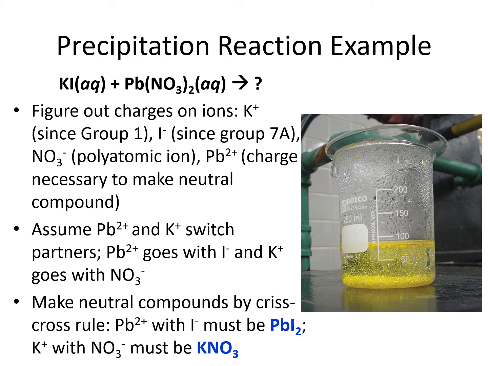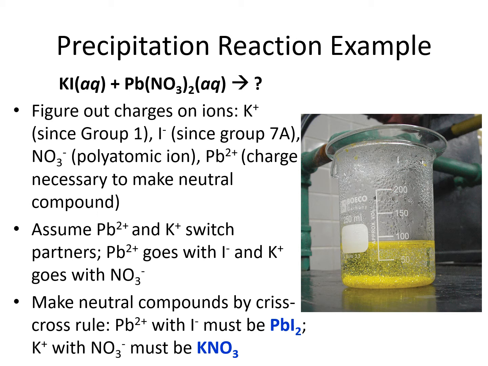Once we know the charges of the ions, we're going to predict that they switch partners. This is going to be a double replacement reaction. If they're switching partners, the potassium is going to go with the nitrate, and the lead is going to go with the iodine. Remember, positive still must go with negative.